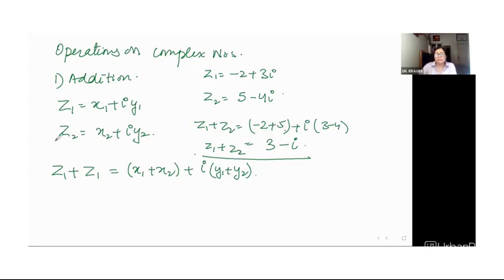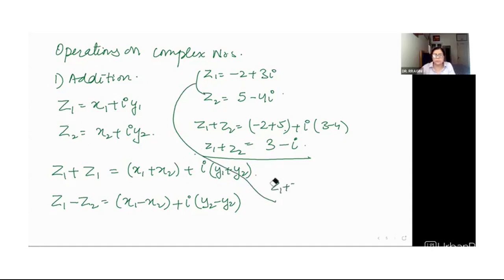Now what happens if I take the difference of them? Z1 minus Z2. Here also, we simply take the difference of the real parts as well as the imaginary parts. So x1 minus x2 plus iota times y1 minus y2. So I'm doing the subtraction here only. These are the two numbers.